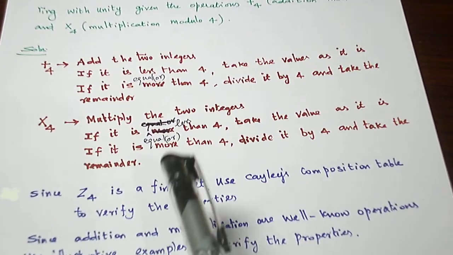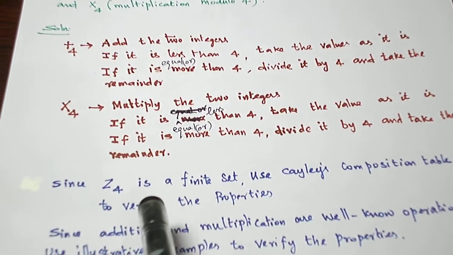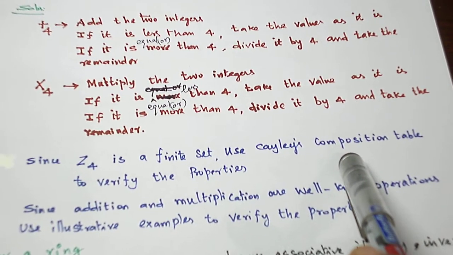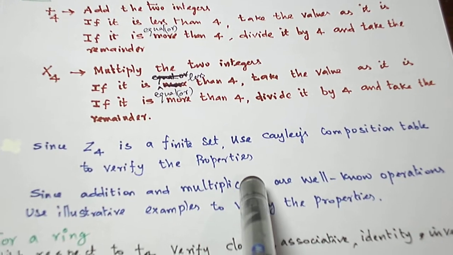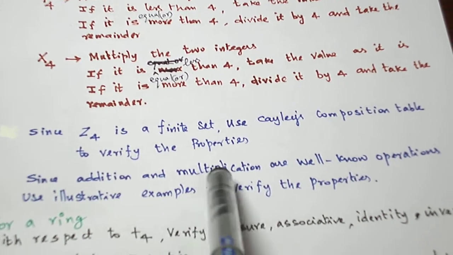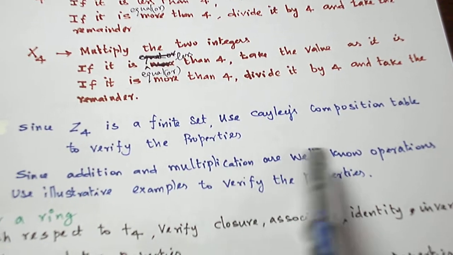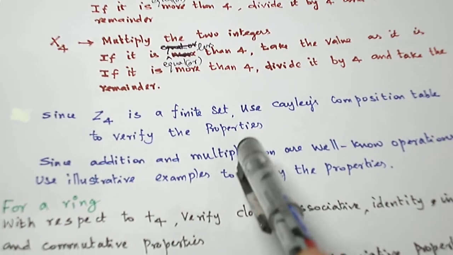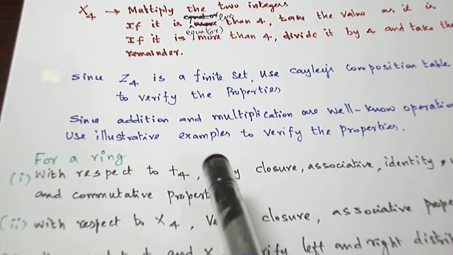And for proving, what is the technique we are going to follow? Z4 is a finite set, so we are going to take Cayley's composition table. And addition and multiplication modulo 4 are well-known operations, so we verify the properties using illustrative examples.